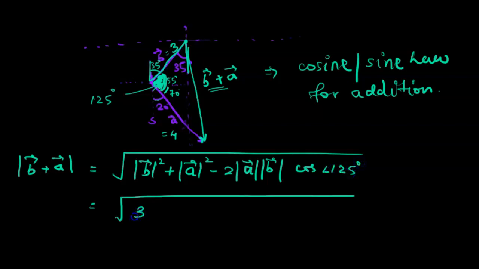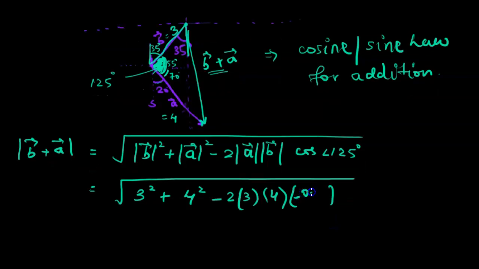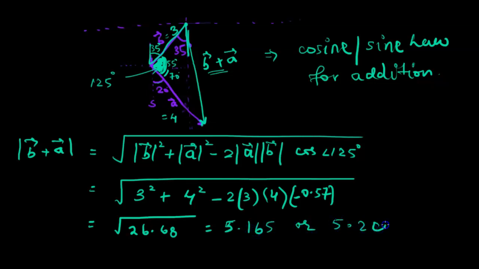Vector B is 3 squared. Vector A is 4 squared, minus 2 times 3 times 4, and cosine 125, when we put it on the calculator, we get minus 0.57. When we put this all on the calculator, we get the square root of 26.68, and that is equal to 5.165, or we can just write it as 5.2 centimeters. So this is the magnitude of B plus A, which is 5.2 centimeters.